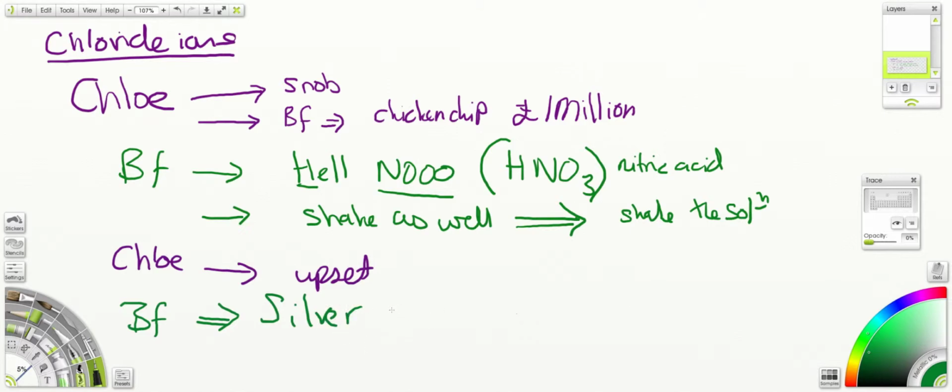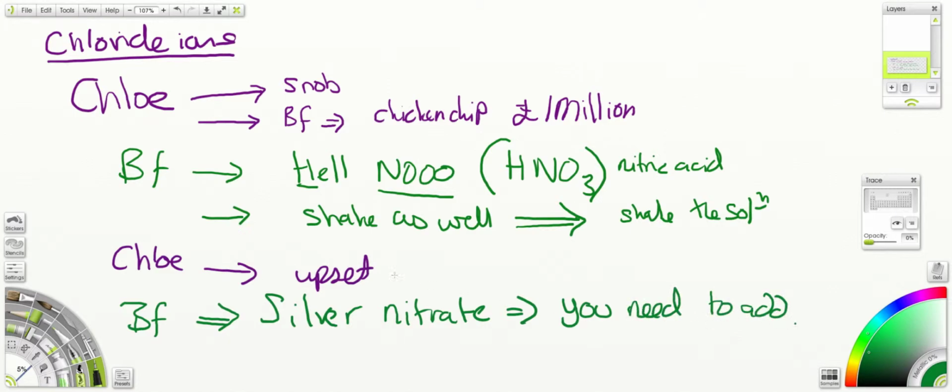Obviously that's expensive. Silver nitrate. So basically, silver nitrate you need to add to the solution after shaking it. Once you've added your silver nitrate solution, Chloe is very happy again. Result: Chloe ends up being reunited and turning into a white precipitate.